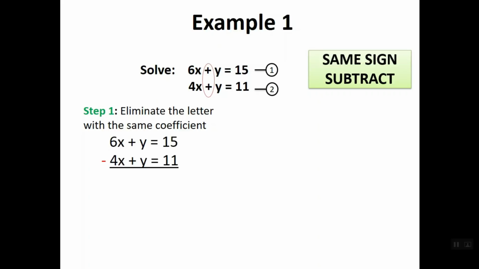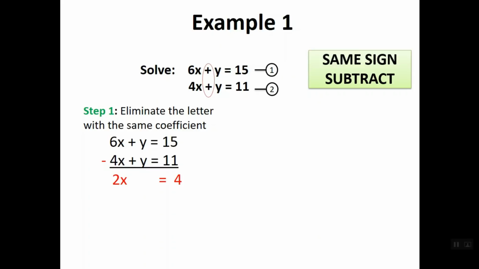So I rewrite my question. We agree that we need to subtract. So I have 6x minus 4x, and that will give me 2x, as well as y minus y will give me 0. I don't need to write it. We agree that it will go. And 15 minus 11, that will give me 4. So far I should have 2x is equal to 4.